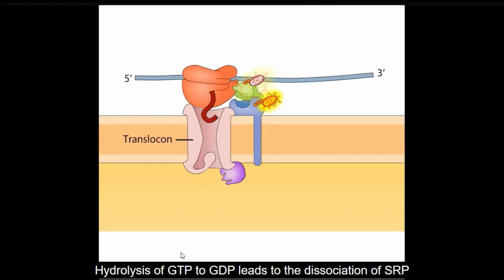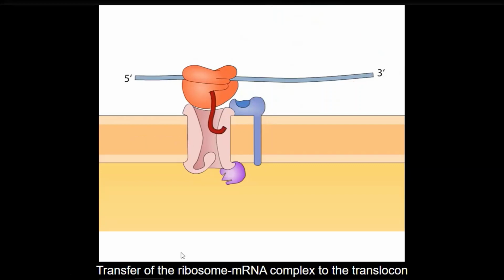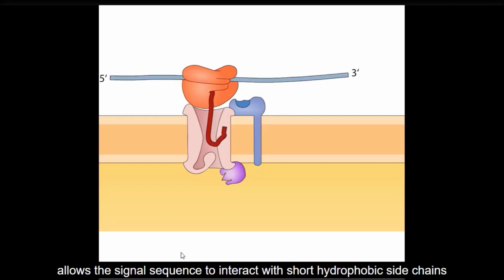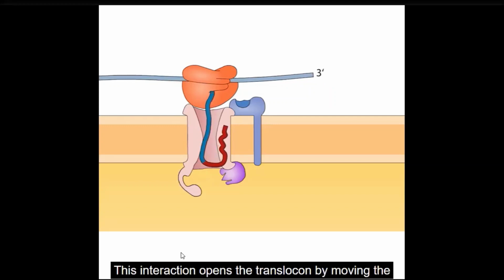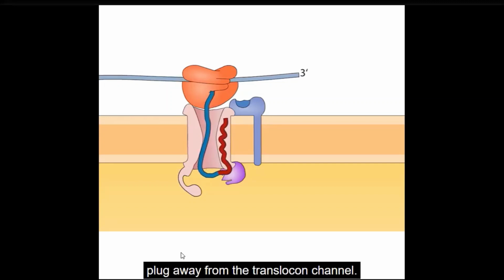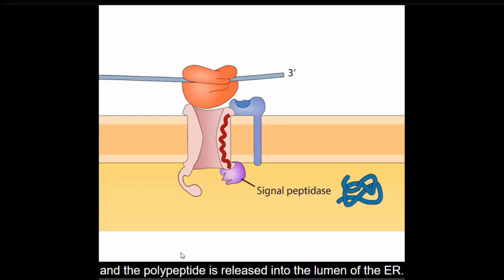Hydrolysis of GTP to GDP leads to the dissociation of SRP from both the receptor and the ribosome mRNA complex. Transfer of the ribosome mRNA complex to the translocon allows the signal sequence to interact with short hydrophobic side chains located in the narrow neck of the translocon channel. This interaction opens the translocon by moving the plug away from the translocon channel. As translocation proceeds, the signal sequence is cleaved by signal peptidase, and the polypeptide is released into the lumen of the ER. Thus, the process of protein synthesis directly drives the transfer of growing polypeptide chains through the translocon and into the ER.